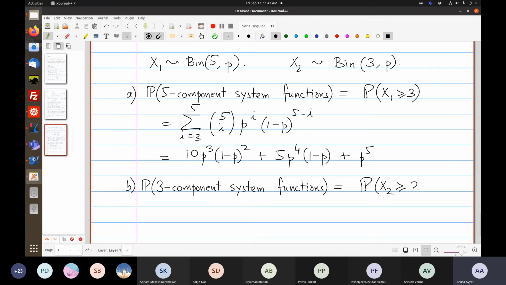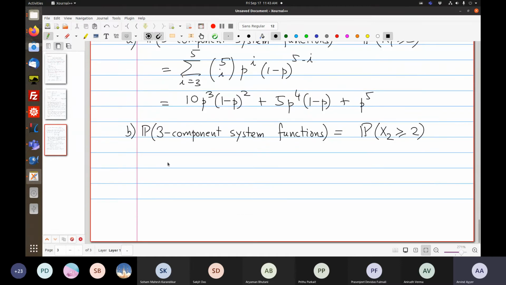And so 3 by 2 is 1.5, and this x2 takes integer values, again same kind of argument. So x2 has to be at least 2. And so this is the sum over i equals 2 to 3 of 3 choose i, p to the i, 1 minus p to the 3 minus i. The first term is 3 choose 2, which is 3, p squared, 1 minus p to the 1, I'm not writing the 1, plus 3 choose 3, which is 1, I'm not writing that, p cubed, 1 minus p to the 0. Okay?